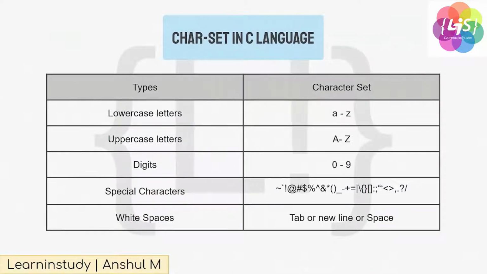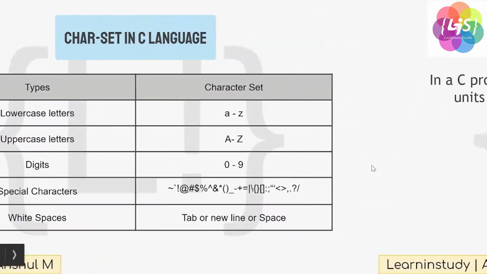Here is a character set of C language. A character set means these are the permittable characters which you can use to write a C program. This character set includes small a to small z, capital A to capital Z, all the digits that are 0 to 9, special characters, and white spaces.